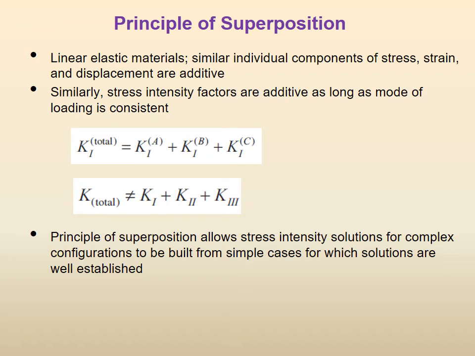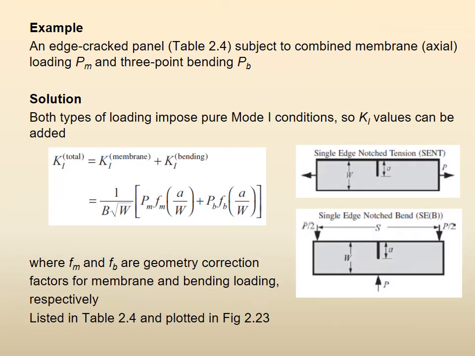Let us take an example on the principle of superposition. An edge-cracked panel subjected to combined membrane loading, that is, axial and 3-point bending. So simple axial loading and the 3-point bending loading. So K1 for the membrane loading, K1 for the bending loading.